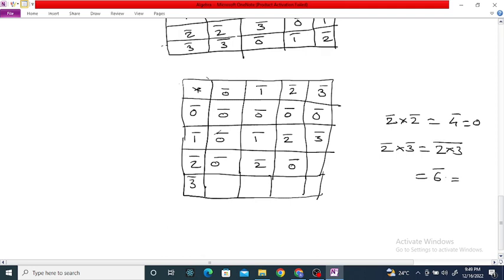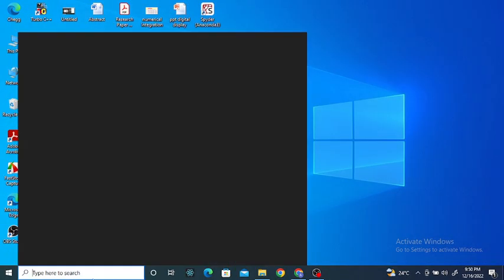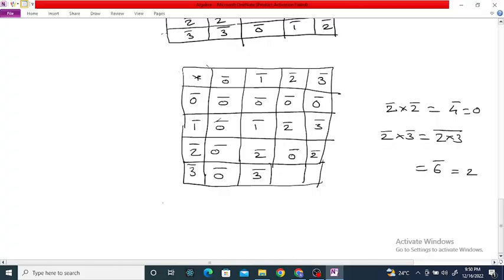So this is equal to 6 bar, which is congruent to 2 bar modulo 4. Similarly, 3 bar into 0 bar is 0 bar, 3 bar into 2 bar is 6 bar, which is 2 bar, and 3 bar into 3 bar is 9 bar, which is congruent to 1 bar modulo 4. So it is equal to 1 bar here.